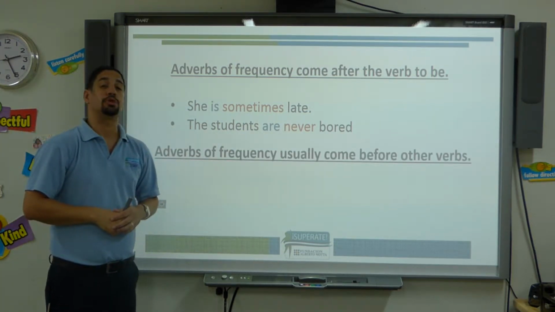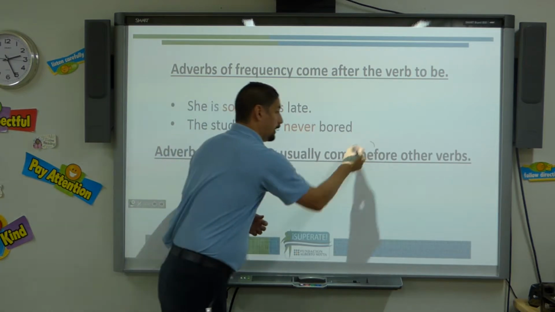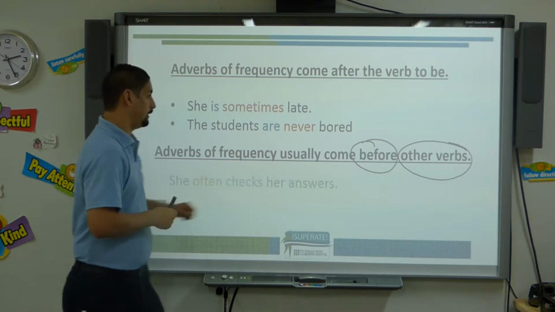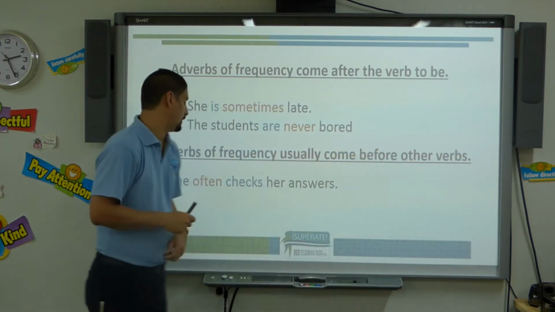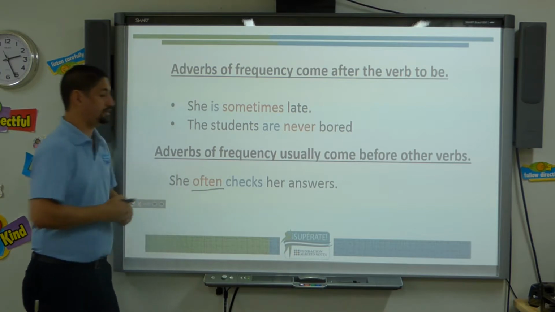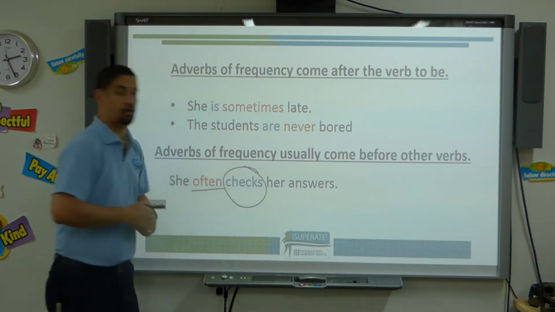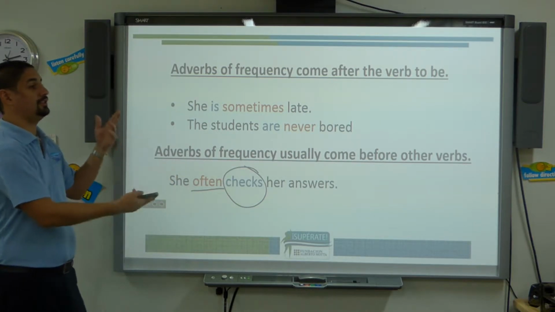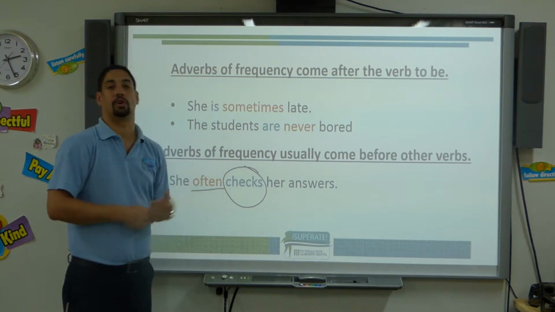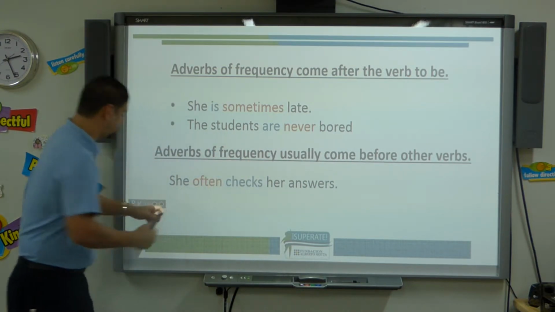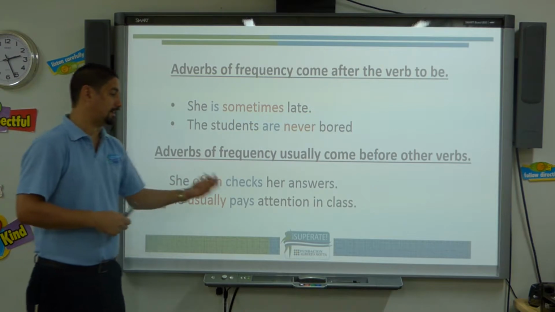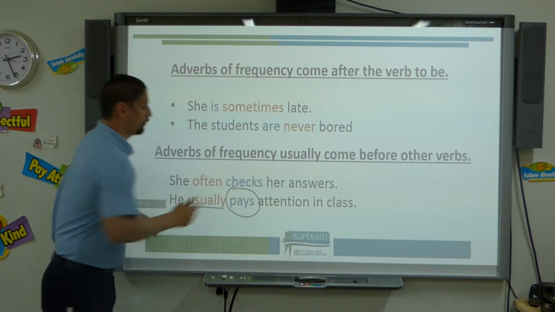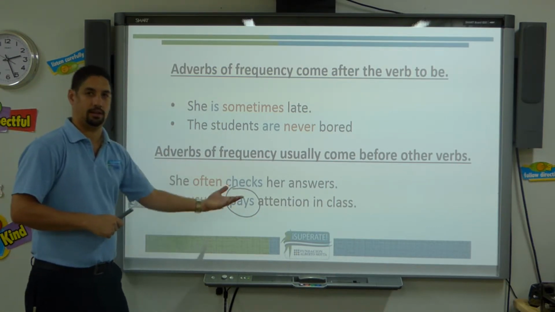Now, adverbs of frequency usually come before other verbs. Let's take a look. Let me erase this. She often, frequency adverb, checks, verb, her answers. She often checks her answers. So as you can see, it is the complete opposite from what happens with verb to be. Let's take a look at another example. He usually pays attention in class. Frequency adverb, usually, and the verb pays. Frequency adverb, then the verb.